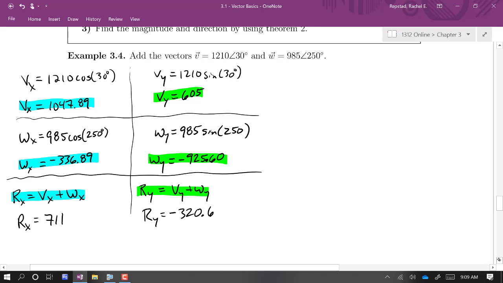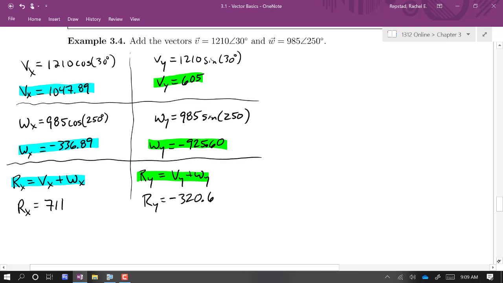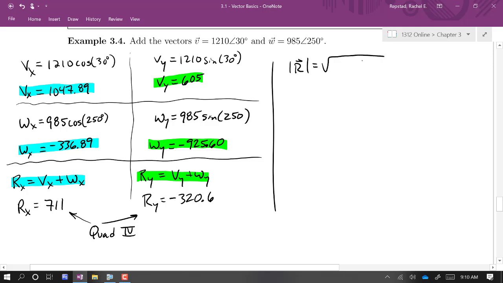Okay, so now a lot of the work is done. We still have a bit to do. We found the components for our resultant vector. Now we need to find magnitude and direction. So we'll just note that the x component is positive and the y component is negative, so this is in quadrant 4. Now let's finish up by finding magnitude and direction. The magnitude is the square root of the sum of the squares.